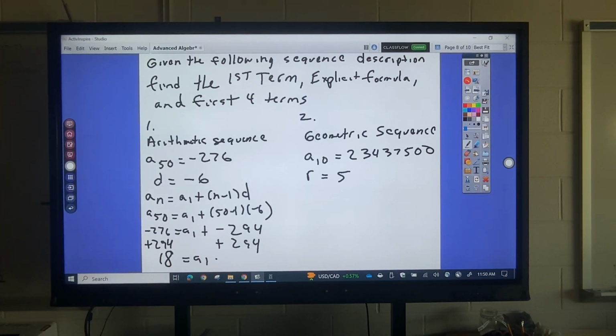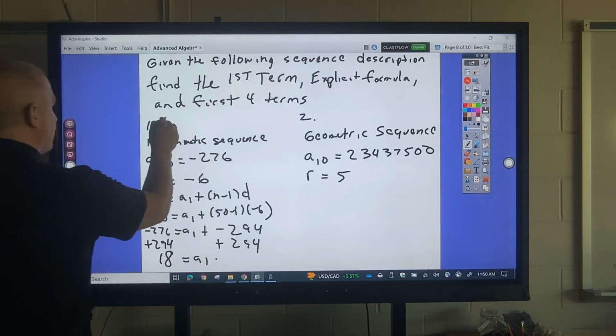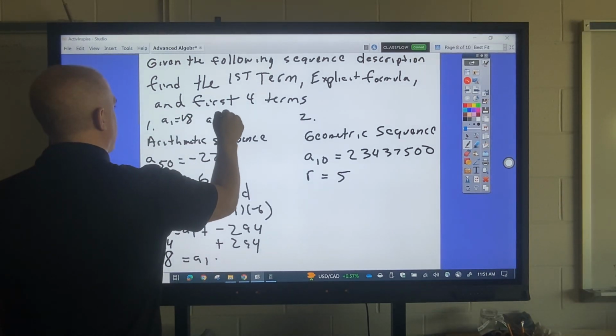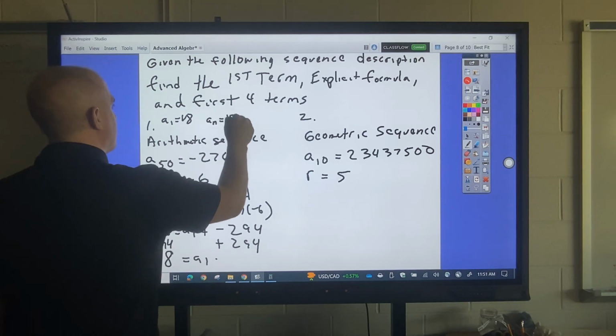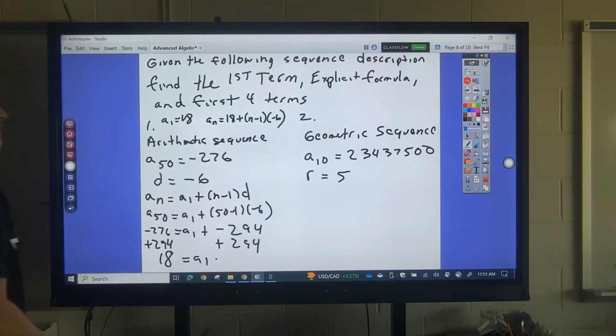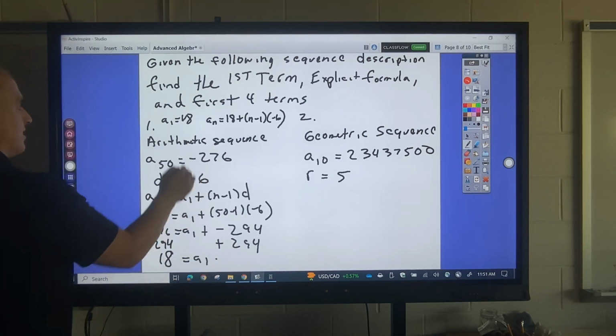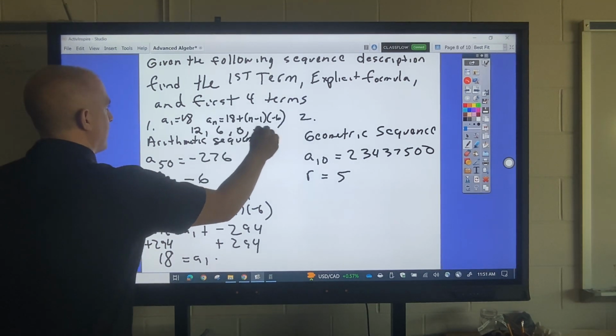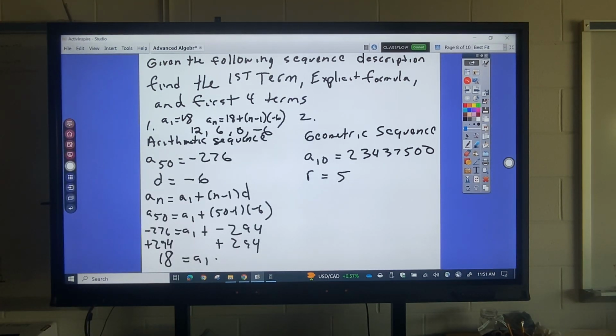Okay? Now, what would that mean? Well, my first term is 18. The explicit formula now is easy to fill out because that's just going to be 18 plus n minus 1 times negative 6. The first 4 terms, that's sort of a recursive thing. So I can subtract 6. That would give me 12, then 6, then 0, then negative 6. Okay? And that's how you do that.